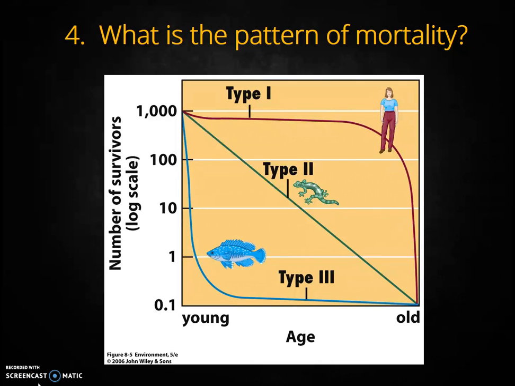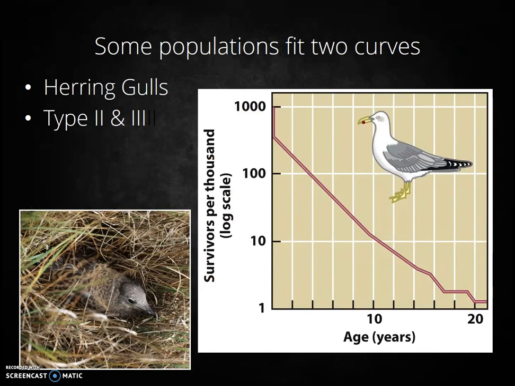Understanding mortality patterns can help population ecologists understand how to better manage the population, and at what stages in the life cycle the population may need extra protection. Notably, as with reproductive patterns, some species don't fall neatly into one category. In the example here, the herring gull has characteristics of both type 2 and type 3.